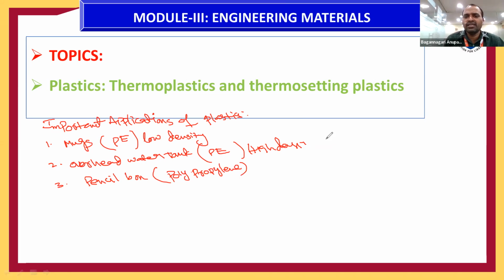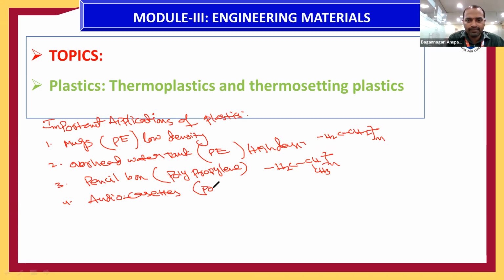What is the polypropylene structure? Polyethylene: H2C, CH2 taken n times. Polypropylene: H2C, CH taken n times. Now one more is audio cassettes, which are prepared from polystyrene. So the important applications of plastics are mugs prepared from low density polyethylene, overhead water tanks prepared from high density polyethylene, pencil boxes made of polypropylene, and audio cassettes, that is polystyrene. And next, baby feeding bottles.